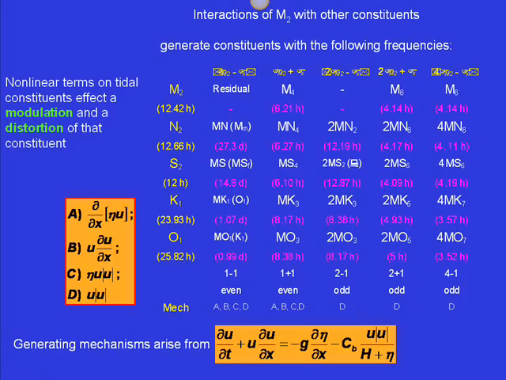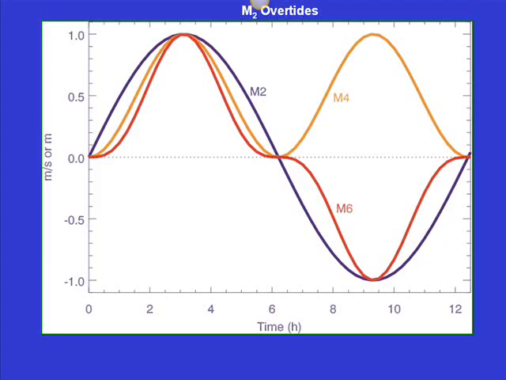But the main thing here is that of the 4 mechanisms, 3 arise from this momentum equation. Again, 1 of them from here and 2 of them from here. So B arises from here, and C and D from here. A is from the continuity equation. All of them generate this type of modulations and distortions. All right, so let's see what they look like.